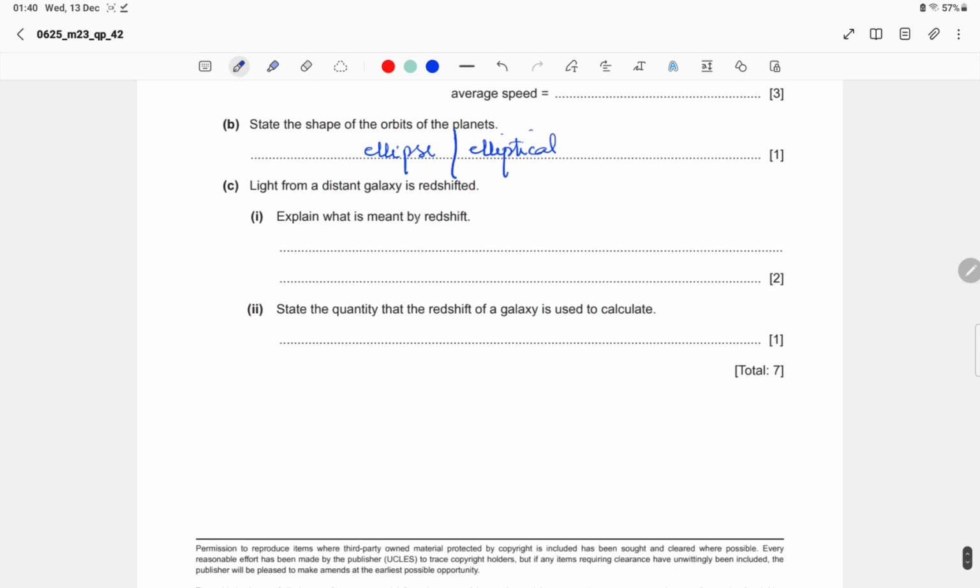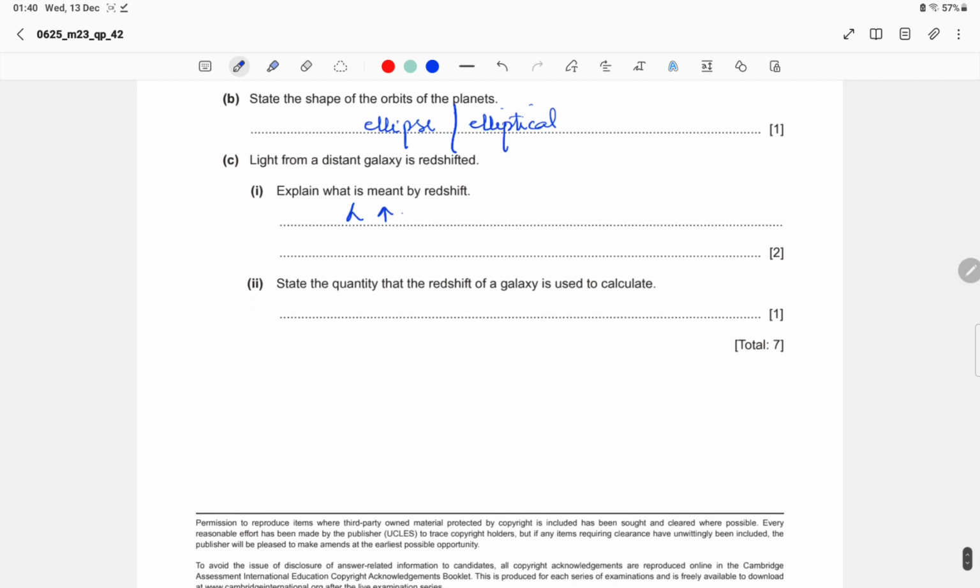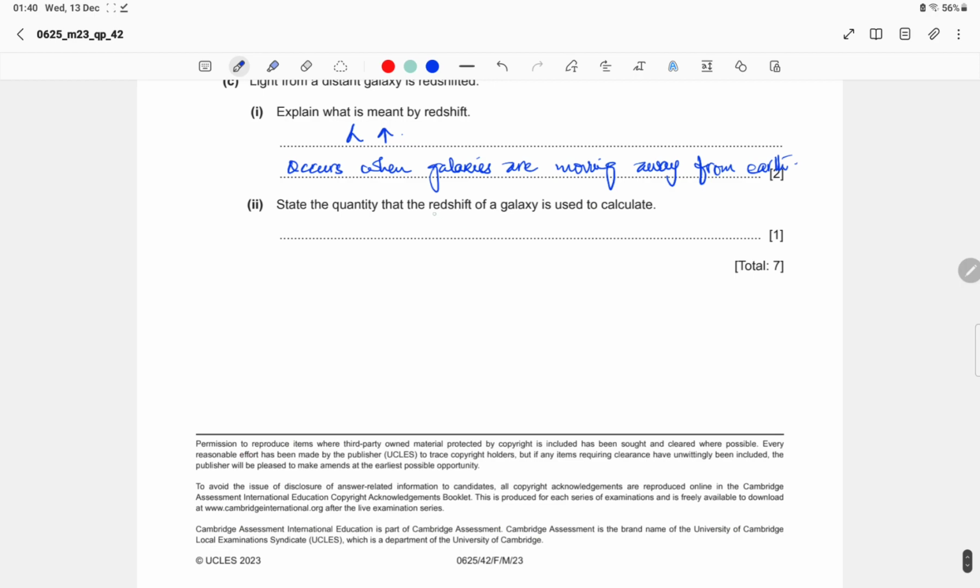Light from a distant galaxy is redshifted. Explain what is meant by redshifted. So, the wavelength is going to increase. It occurs when galaxies are moving away from Earth. State the quantity that the redshift of a galaxy is used to calculate. It's used to calculate speed or velocity.